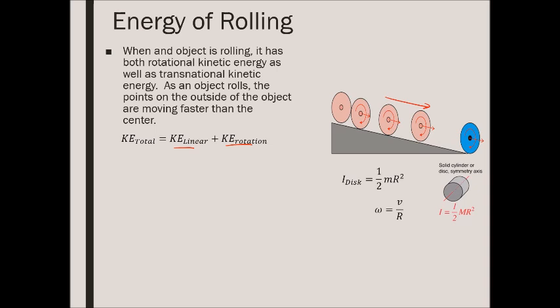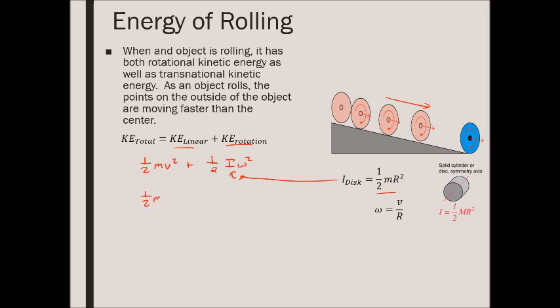The linear kinetic energy is 1/2 mv squared plus the rotational energy of 1/2 I omega squared. Since I is different for each different shape, each will have a different rolling kinetic energy. But we're going to use a disk because wheels are typical things that we see rolling down the hill. The I for the disk is 1/2 mr squared. So we're going to substitute that in for I here.